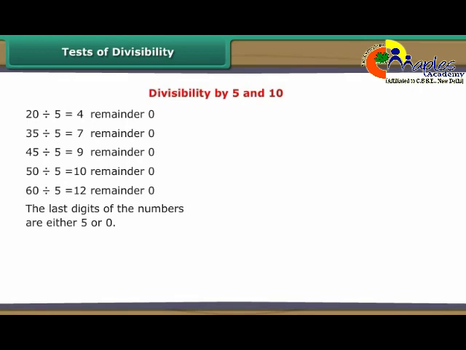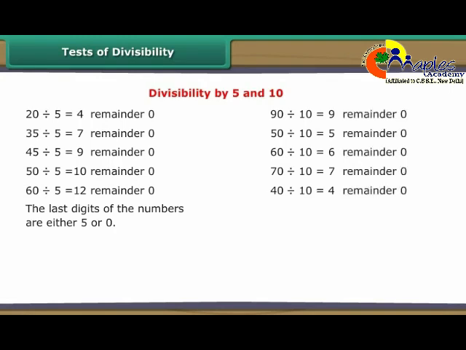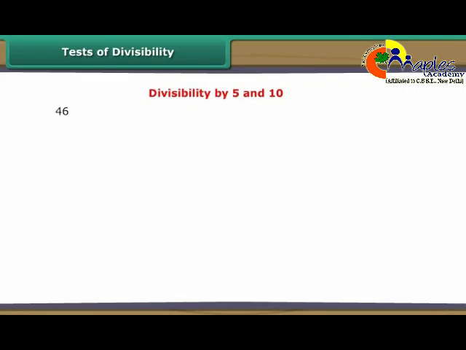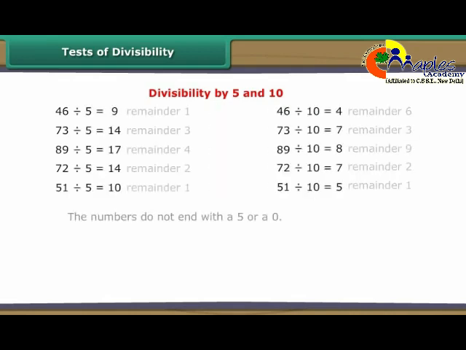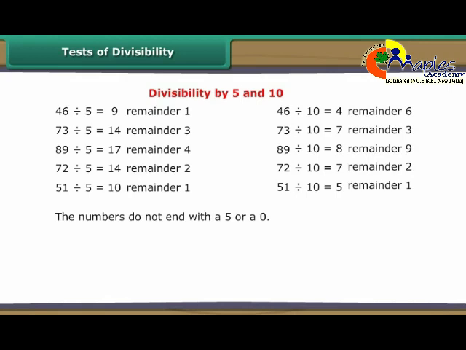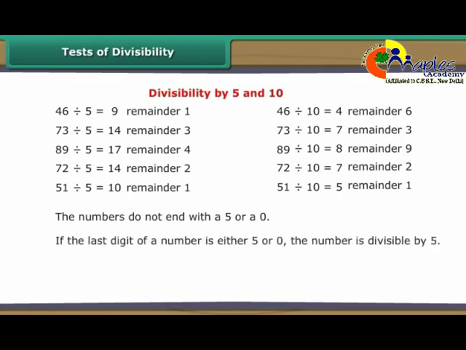They are either 5 or 0. Consider these numbers: 90, 50, 60, 70, 40. Let us divide them by 10. 10 divides them all exactly. All the numbers divisible by 10 end with 0. Consider some more numbers: 46, 73, 89, 72, 51. They are not divisible either by 5 or by 10. None of them ends with a 5 or a 0. Therefore, we can say that if the last digit of a number is either 5 or 0, the number is divisible by 5. If the last digit of a number is 0, the number is divisible by 10.